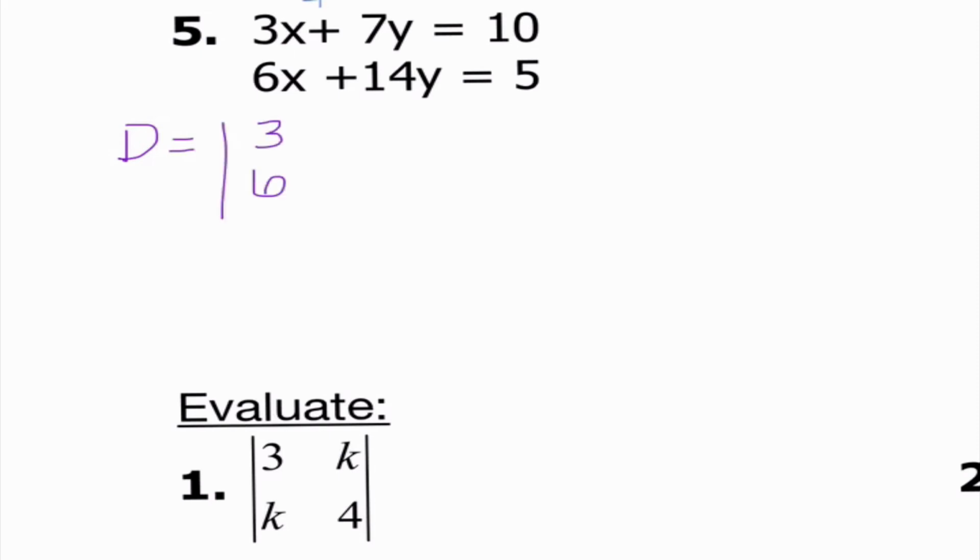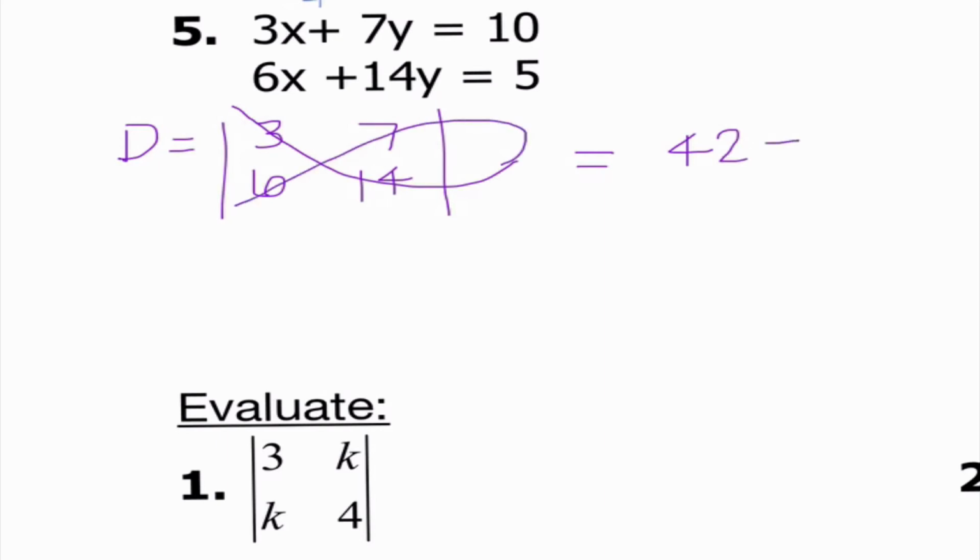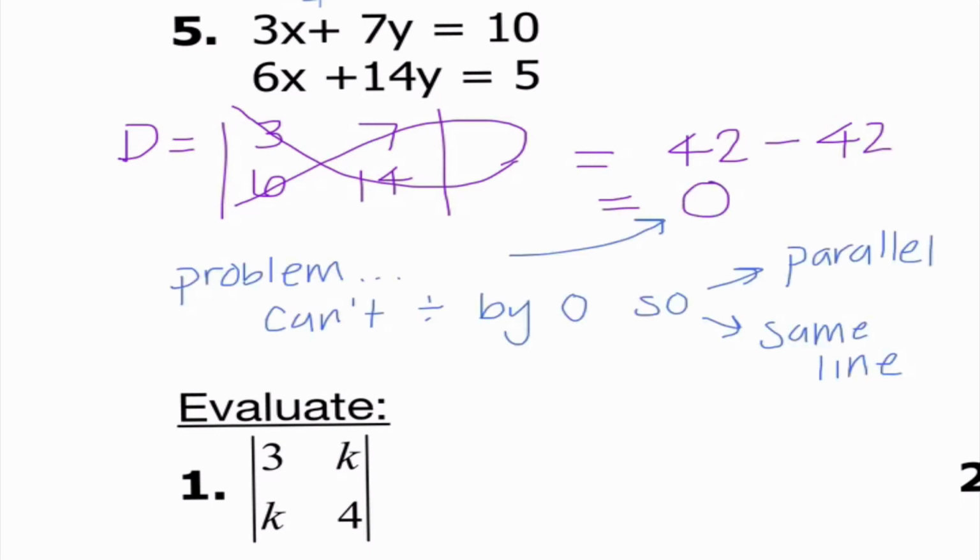Okay, if I'm setting up D, I would get 3, 6, 7, 14. I know 3 times 14 is 42. Mr. Determifish says, subtract, baby. 7 times 6 is 42. So I end up getting 0. This gives us a major problem because we know we cannot divide by 0.